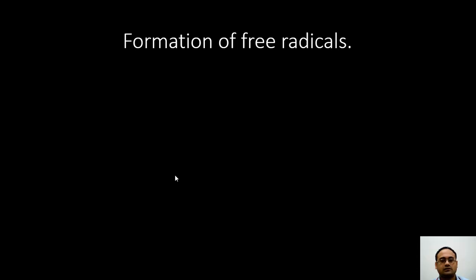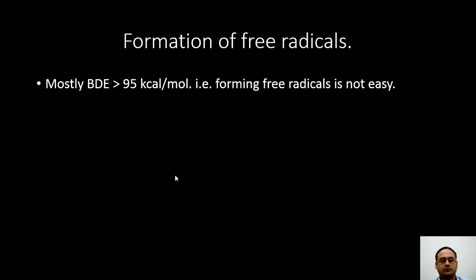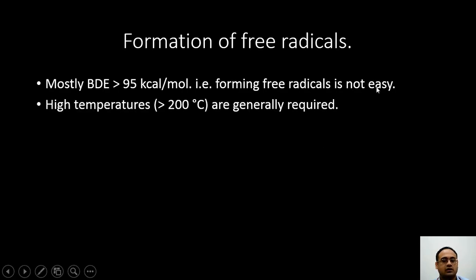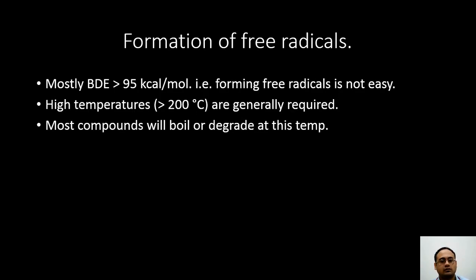Now let us try and understand how these free radicals are formed in some detail. We have seen that mostly the bond dissociation energy for many compounds is more than 95 kilocalories per mole. Therefore forming free radicals is not easy, and generally high temperatures will be required if you want to form alkyl radicals just by heating, and therefore most of the compounds will either boil at this temperature or will degrade. Therefore just heating compounds at high temperatures is not the best way to generate free radicals in a controlled manner.